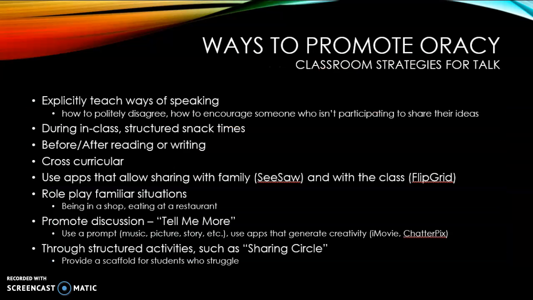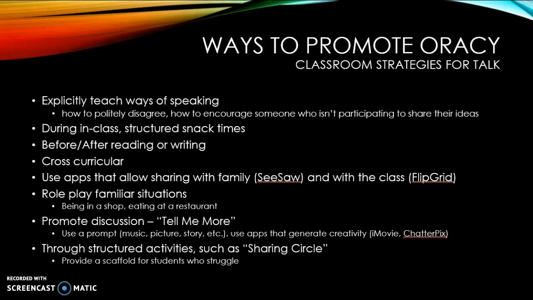Next, I've made a brief list of ways that you can promote oracy or speaking in your classroom. There are many more than this, and I would encourage you to look at some of the new resources that are coming out of the United Kingdom in particular. So one way you can encourage oracy is to explicitly teach ways of speaking. There are ways to politely disagree, and there are ways to encourage people that aren't engaging in a conversation.